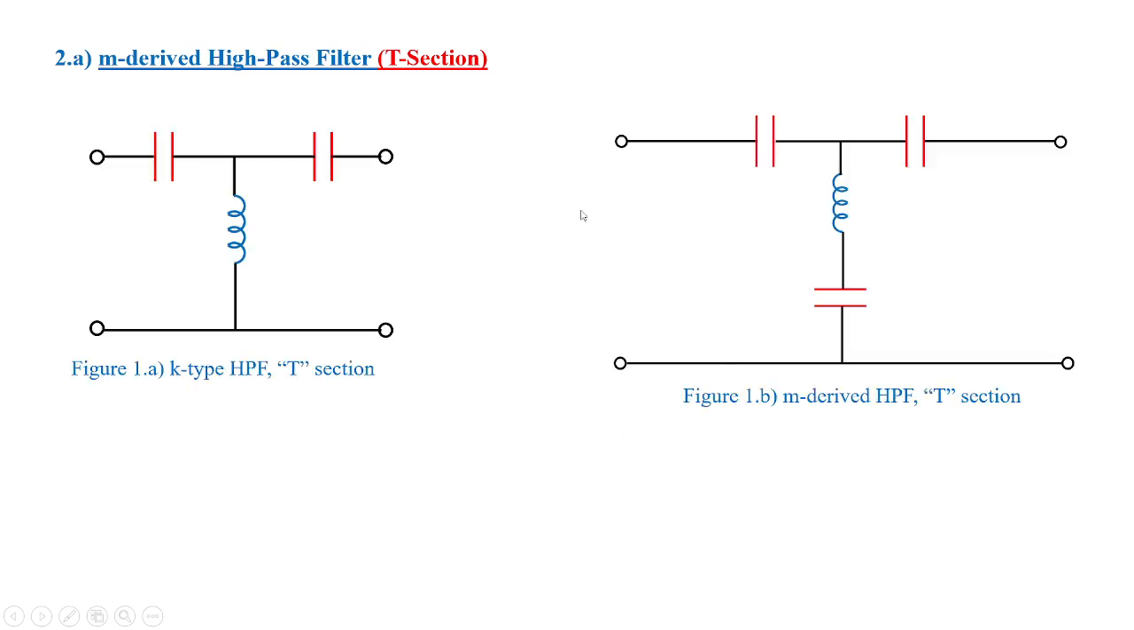An m-derived filter is the improvised version of this K-type high-pass filter, whether it is T section or pi section. How is it improvised? You can see the 2C and 2C are taken here as 2C by M and 2C by M, whereas L is replaced by L by M. Another factor taken here is a capacitor, which is a combination of 4M whole divided by 1 minus M square, multiplied with this C. So this is the m-derived high-pass filter compared to the K-type high-pass filter.